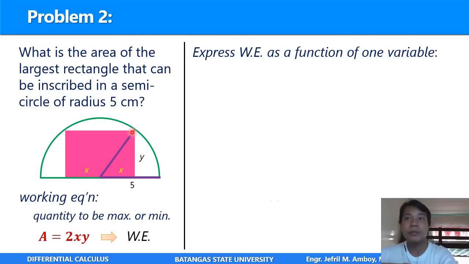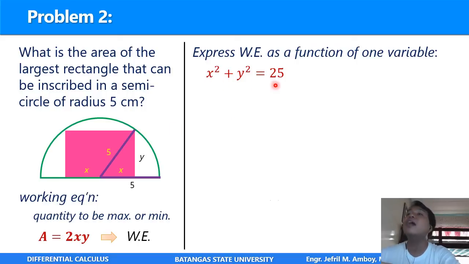Makaka-form ka ng right triangle. Ito siya ngayon, no? Yung x, yung y, those are the legs of the right triangle, at itong radius ng semicircle ang hypotenuse ng right triangle mo, from which we can formulate another equation. Tama po ba? Okay. So ano yung bagong equation na ma-form natin? Eh, gamitan mo ng Pythagorean theorem, no? So applying Pythagorean theorem on this right triangle, we can have x squared plus y squared is equal to the square of the radius, which is 25.